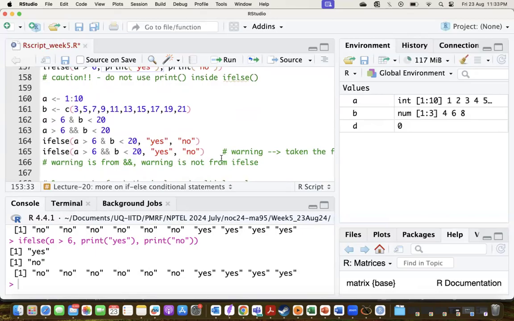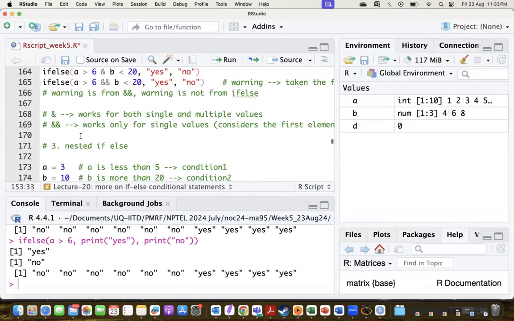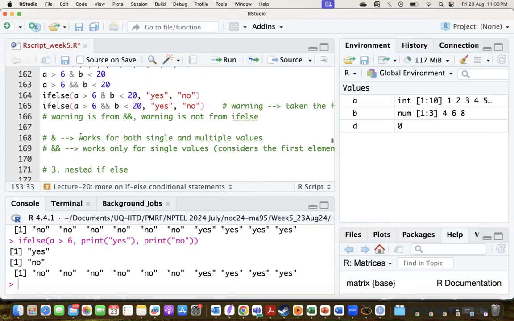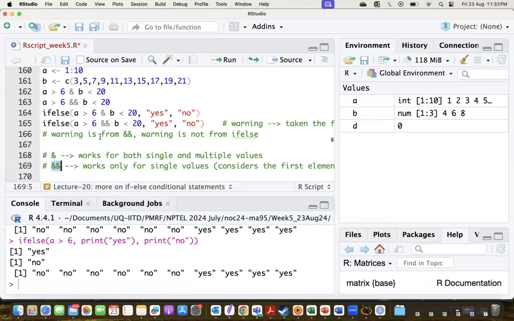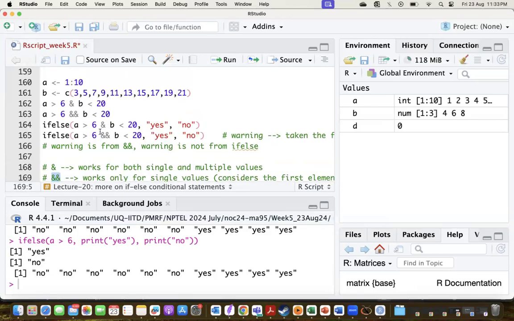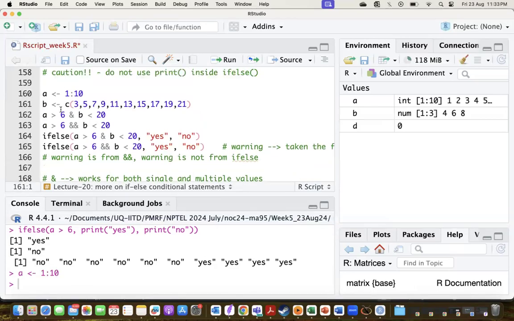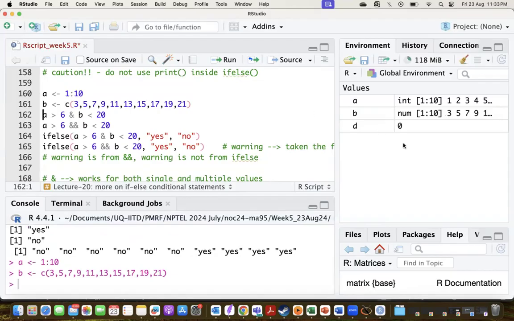Okay. All right. Now, just one final thing from this part about what happens when you're using a single and or a double and, or to be more accurate, an ampersand symbol. So what happens when you're using single or double? We have the vector A, which is 1 to 10. We have a vector B, which is also 10 elements, but different elements.